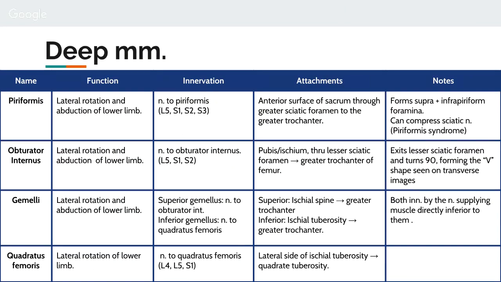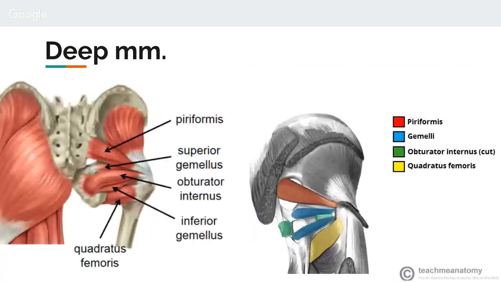Okay, and you have your deep muscles. And those are your piriformis, your obturator internus, and your gemelli, whatever they are, and your quadratus femoris. Basically, just know that they're the lateral rotators of the hip joint. Not much importance. The piriformis can compress the sciatic nerve. That's how you get piriformis syndrome.